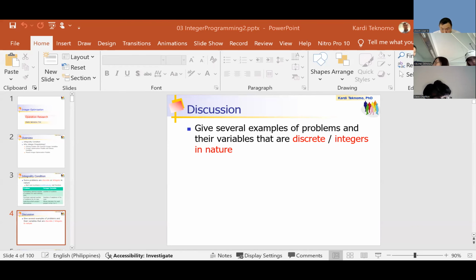Pemilu, yes. Voting or polling. Voting, yeah. So it is discrete, right? Say 1, 2, 3, that's correct. What else? The result of a rolled die, like dice. Okay, the roll of dice. Okay, what else?